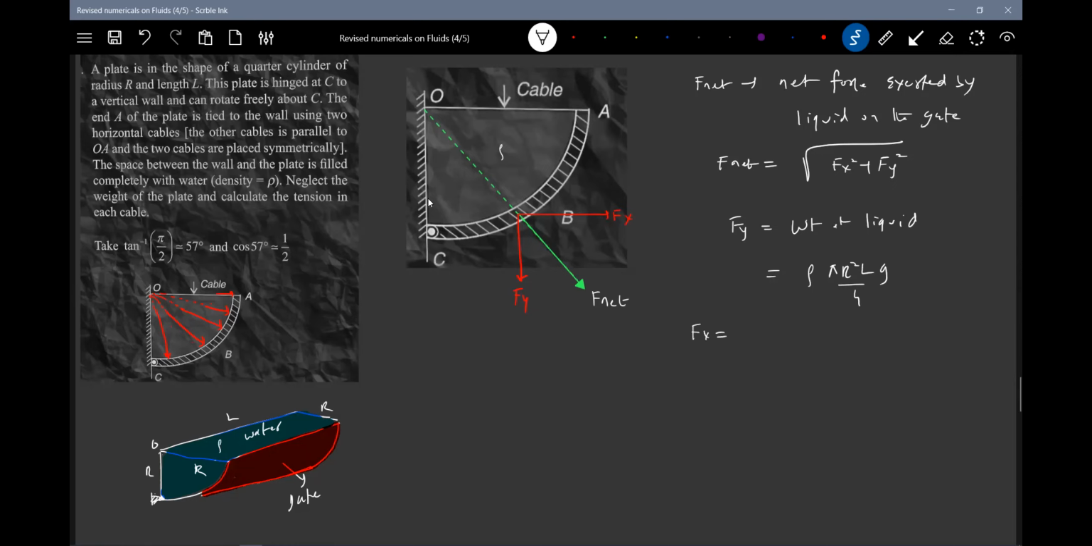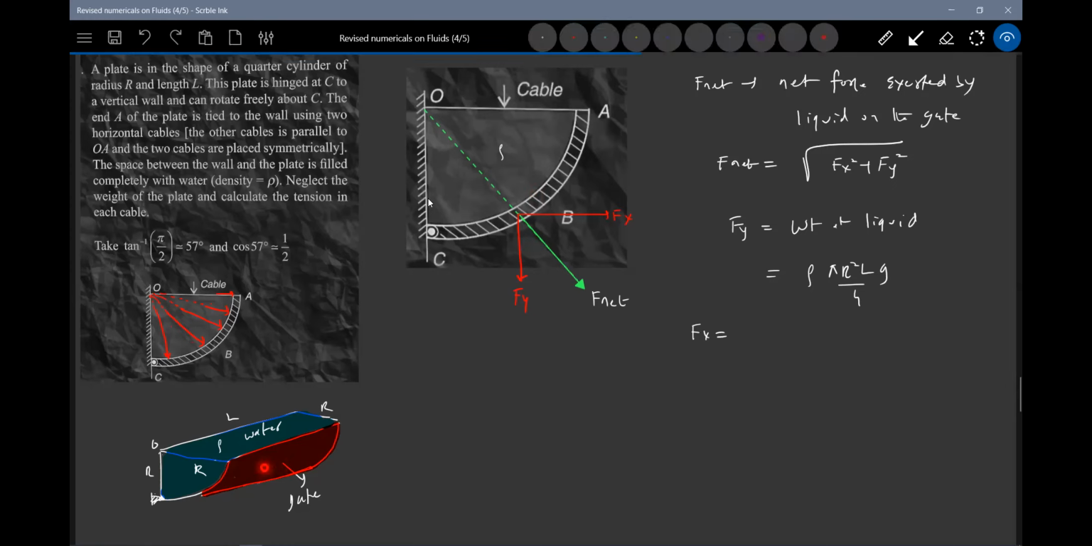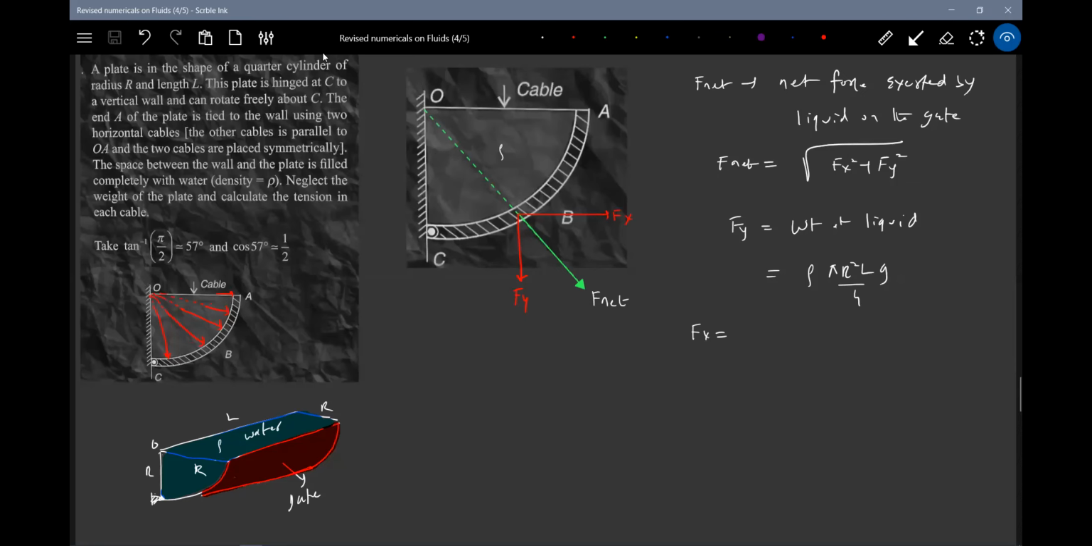What about Fx? How to get the horizontal force? Shall we integrate? Because we are very good in maths. So what shall we do? We'll assume a strip here. First, we'll calculate the force on that, then its horizontal component, then we'll integrate. Instead of that, we can just go for the effective area. So what is the height of the liquid? It is equal to R, no? Then shall we go for the average pressure into area? The horizontal force should be equal to average pressure into area.